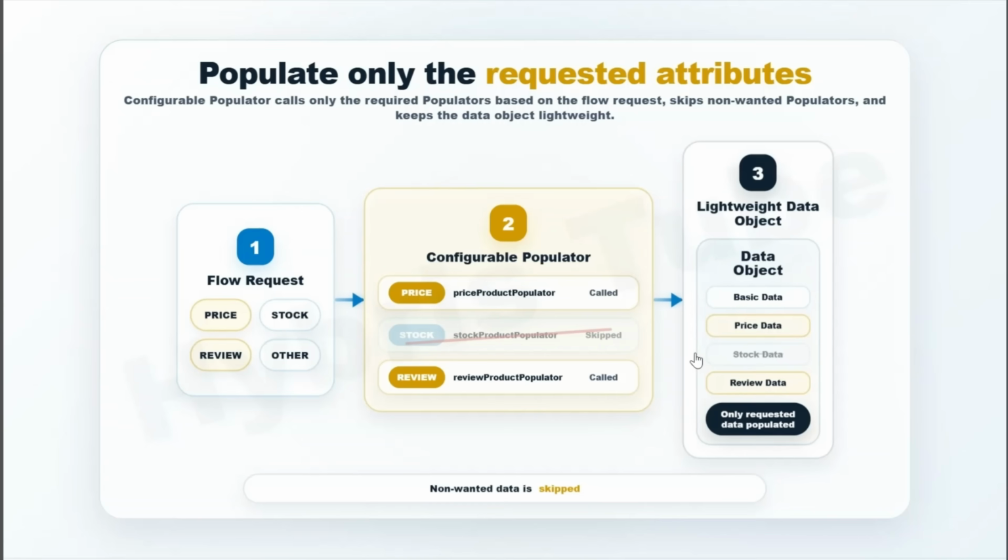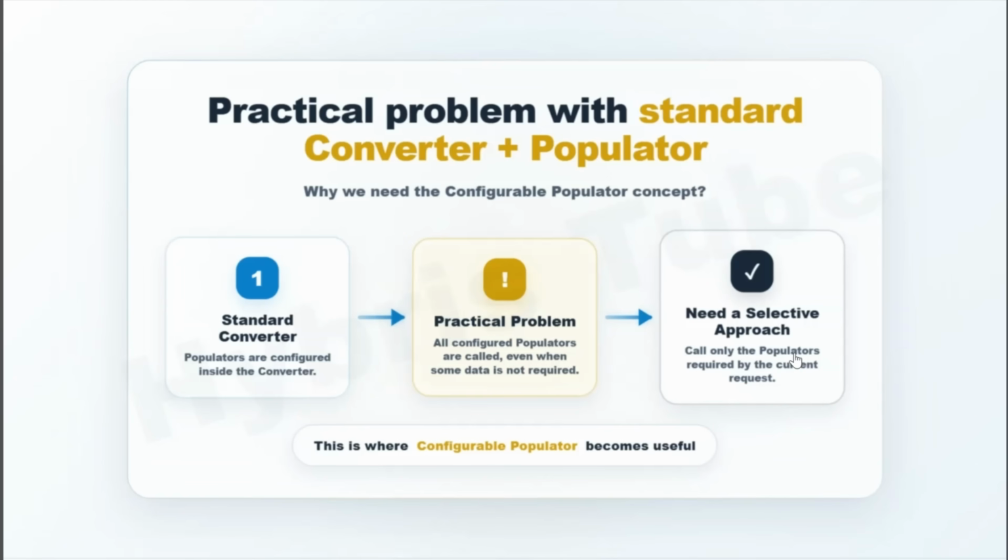How does this configurable populator look and how does it enable you to skip the specific populators as per the front end request, thus populating the data object only with the attribute values which are requested, and skipping the non-wanted attribute values, and thus keeping the data object lightweight. I will show this end-to-end implementation in some time, but I hope now you understand the limitation of the standard converter and populator concept, and in which scenario configurable populator can be useful. I hope it is clear to you.